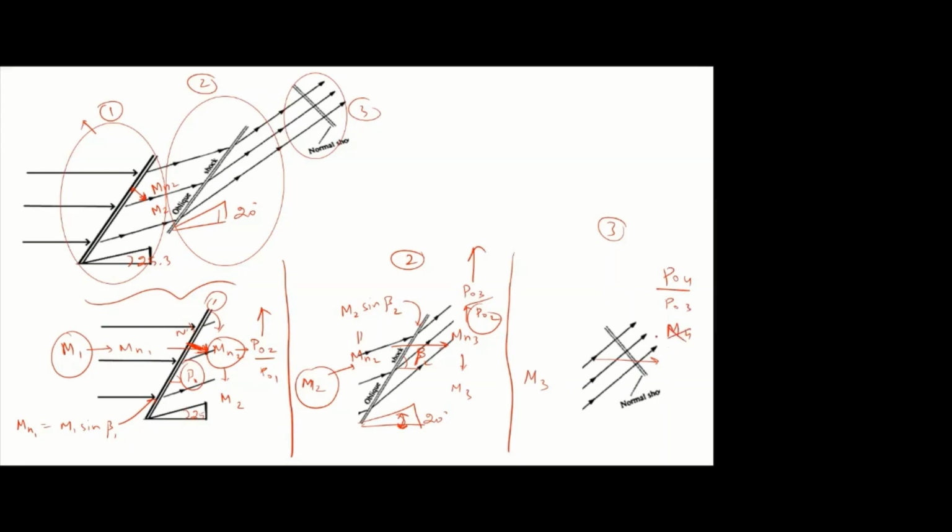M4 is not necessary actually. So only this ratio is required. Once you know P03, substitute, you can find P04. Then you can compare P04 and P01. Is that clear?